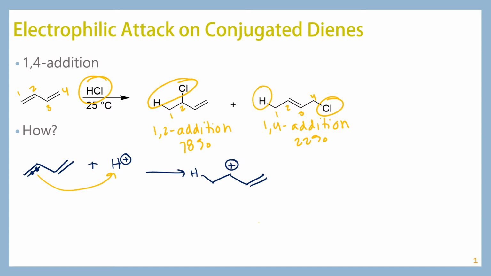which brings us to a crossroads here. If the chlorine just comes along and attacks the carbocation, we'll call that route A. What we end up with is our normal Markovnikov addition product, right? The 1,2 addition.